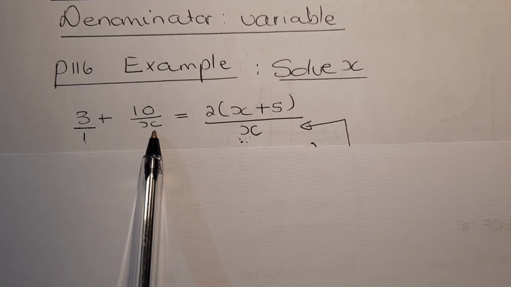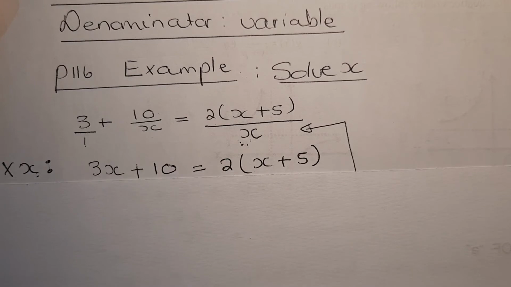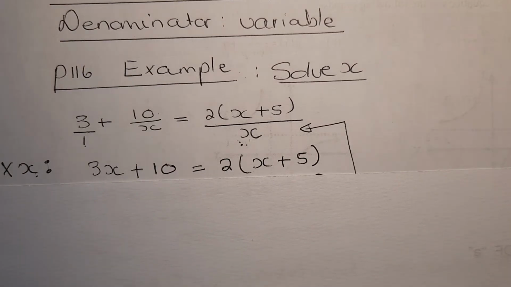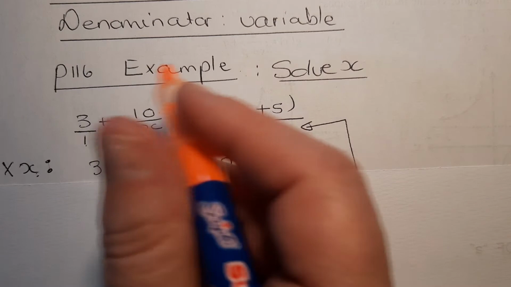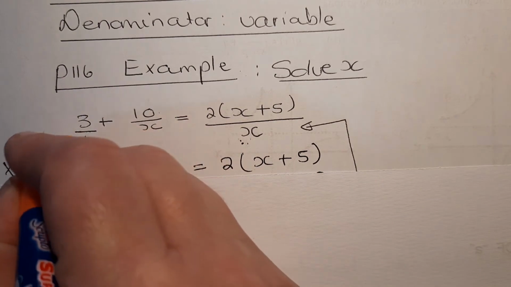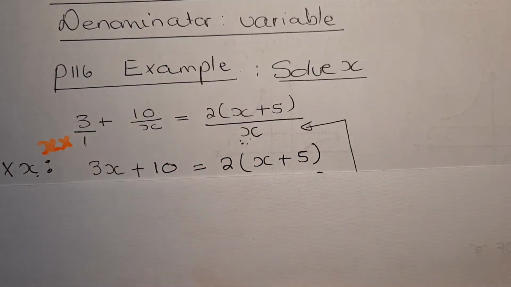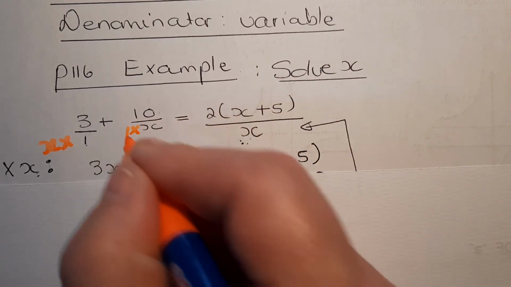And still I need to find the LCD to get rid of my fraction. And the LCD in this case is x. So we are going to say, well, 1 times x is x, so x times 3 is 3x. 10 times 1 is x.